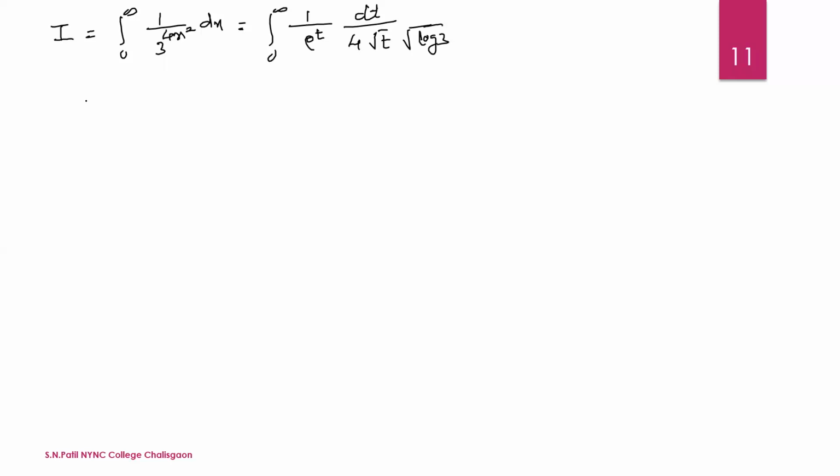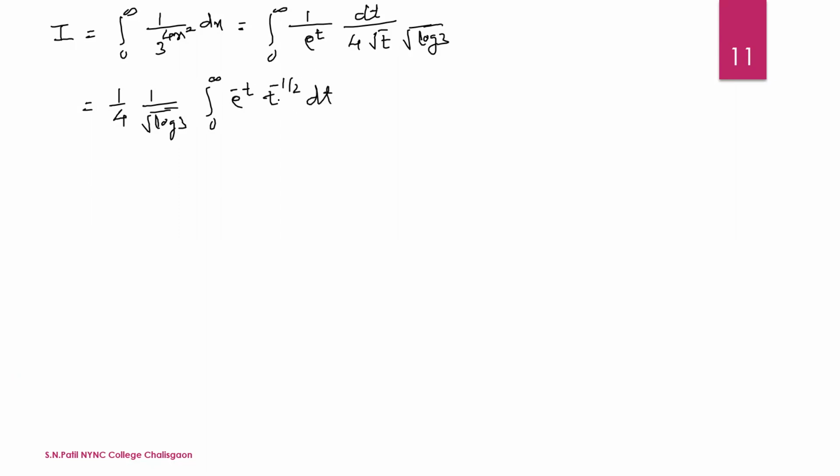Okay, now simplify. The 1 upon 4 is constant, integral 0 to infinity. The square root of log 3 is also constant. Now it can be written as 1 upon the square root of log 3, also constant, under the integral 0 to infinity, 1 upon e raised to t is e raised to minus t, and here t raised to minus 1 by 2 dt.